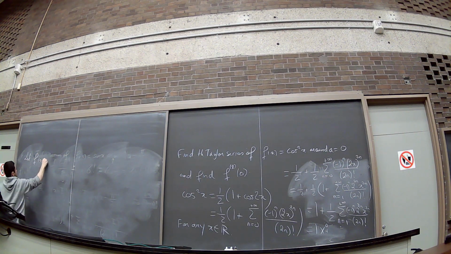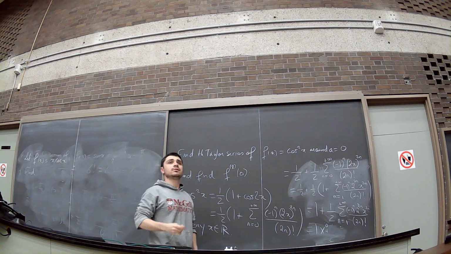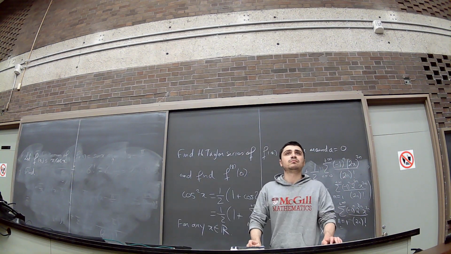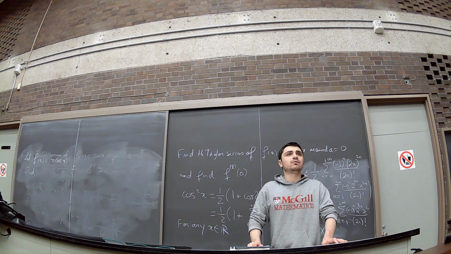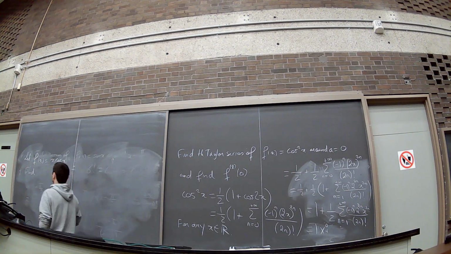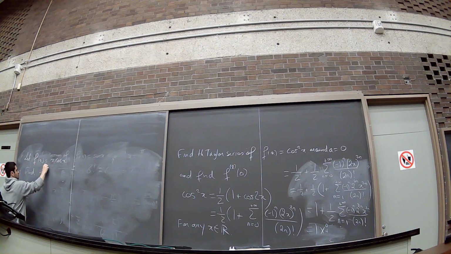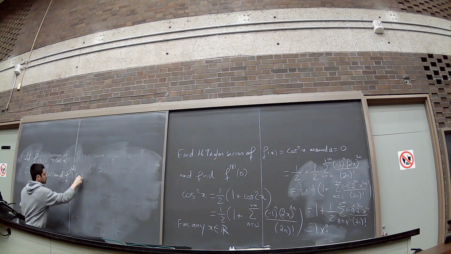Let f of x be x to the cos x. Fine. Okay, who wants to suggest a number? Okay, another number. 12, we have 12. Another one? 7. So find f^(7)(0) and f^(12)(0), the 12th derivative.